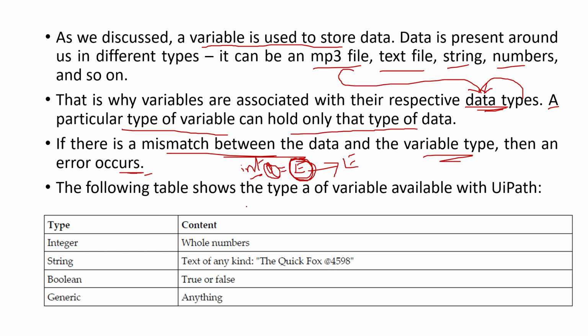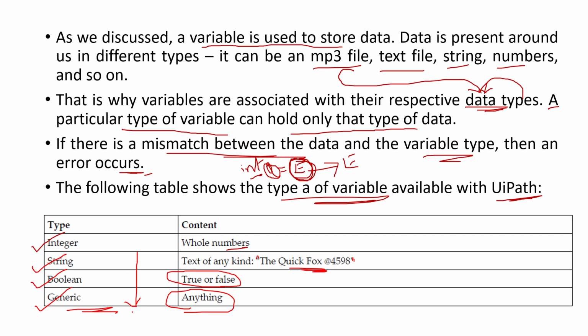Clear? And now we shall see at a high level which are the different types of variable that you can have in UiPath Studio. You can have a variable of type integer, which can hold whole numbers, numeric numbers without decimal. And you can have a variable of type string, which can hold string values, and remember, the string value should be enclosed within double quotes. And you can have a variable of type boolean, meaning it can hold either true or false inside it. And there is an interesting data type called generic, which can hold any type of data. We shall see this with an example itself.